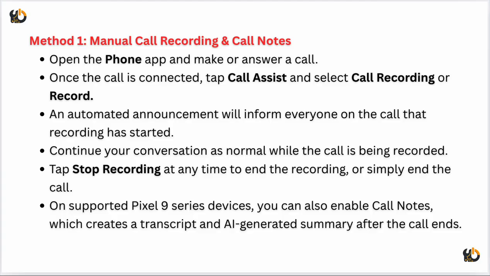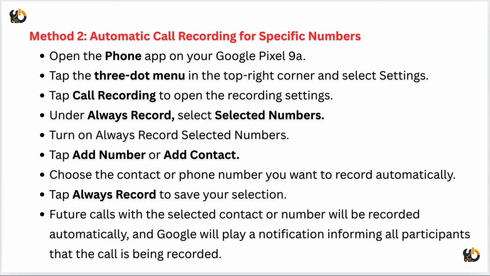To stop recording at any time, tap end recording, or simply end the call. On supported Pixel 9 series devices, you can also enable call notes, which create a transcript and AI-generated summary after the call ends.